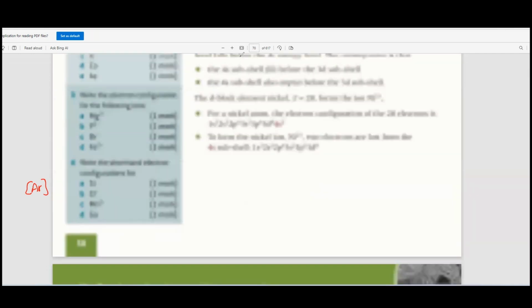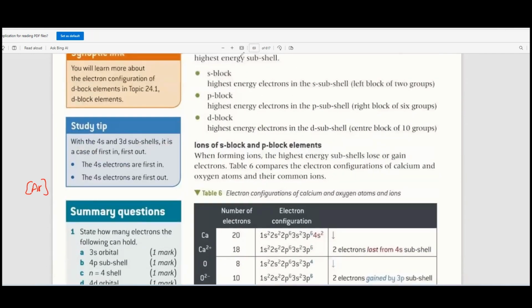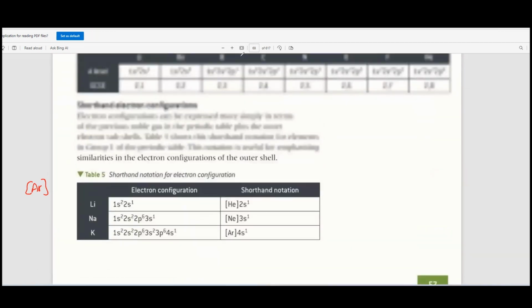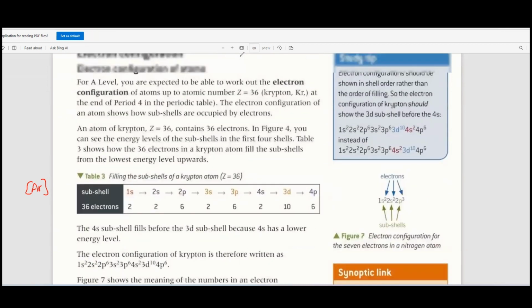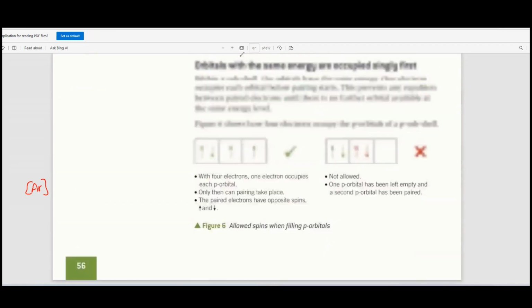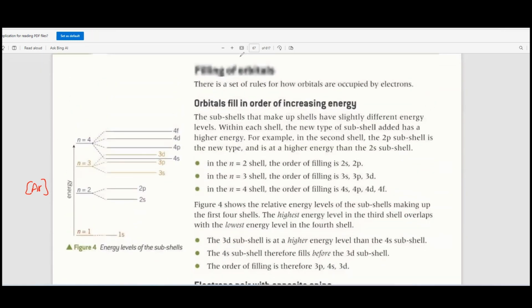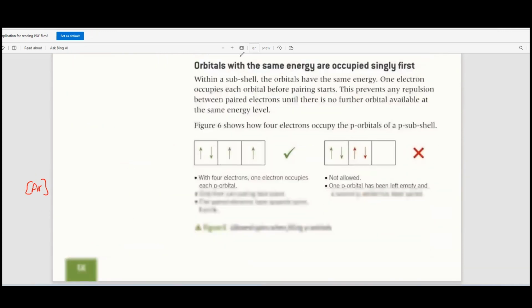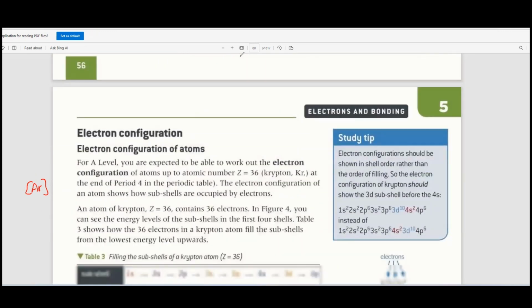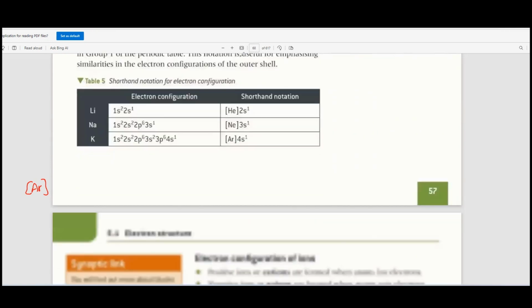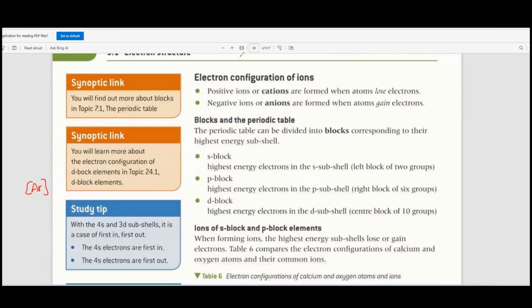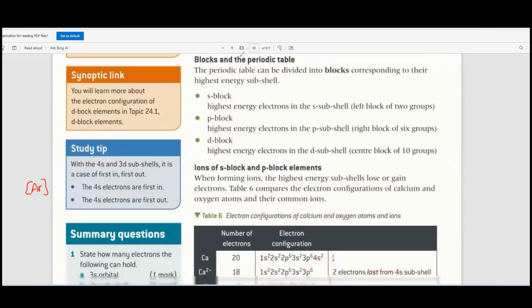I am not sure if they have shown us anywhere how to write the electron configuration of ions. Did they show it anywhere in the previous topic? I'm not sure. I saw ions somewhere, but not here. Configuration of atoms. Shorthand configuration, the electron configuration of ions. So positive ions, okay.